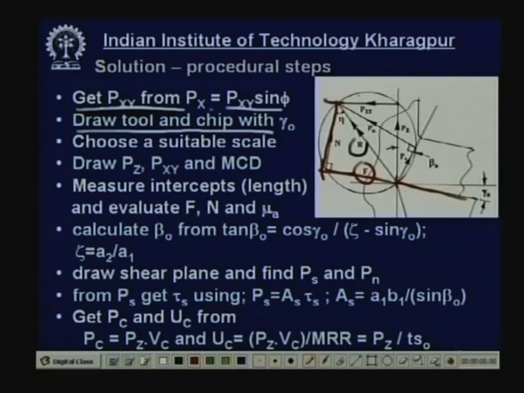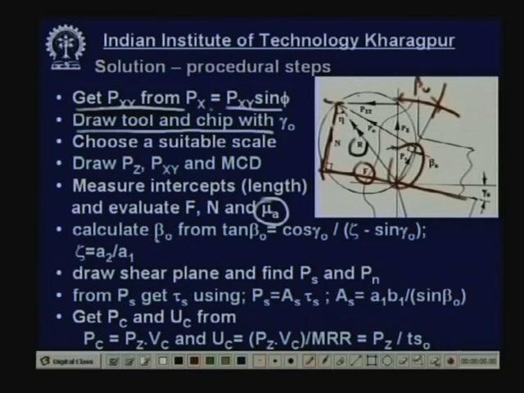And what is mu a? This is the apparent coefficient of friction. Either you take the friction angle eta as such, or the ratio of F and N will give you the value of friction. Now, how to determine the values of Ps and Pn? Ps has to be drawn along the shear plane, and we must know the shear angle beta.